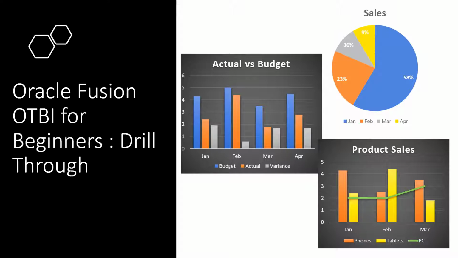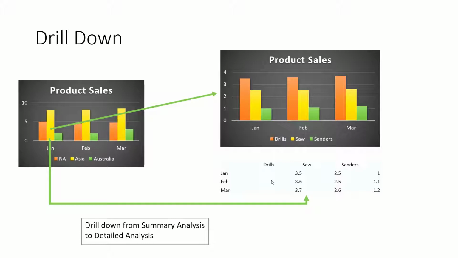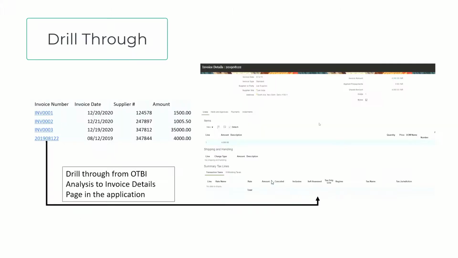So in the last video, we took a look at drill down functionality. Drill down is basically navigating from a summary analysis to a detailed analysis, and the detailed analysis can be another graphical analysis, or it can be a tabular analysis. The difference between drill down and drill through is that drill through takes you to the application page.